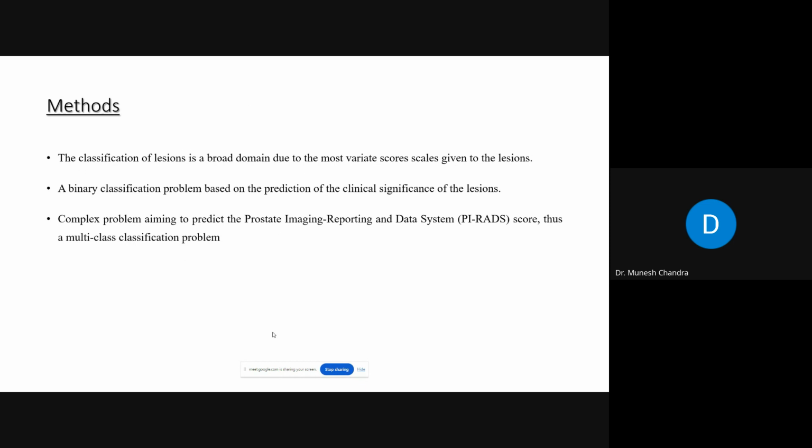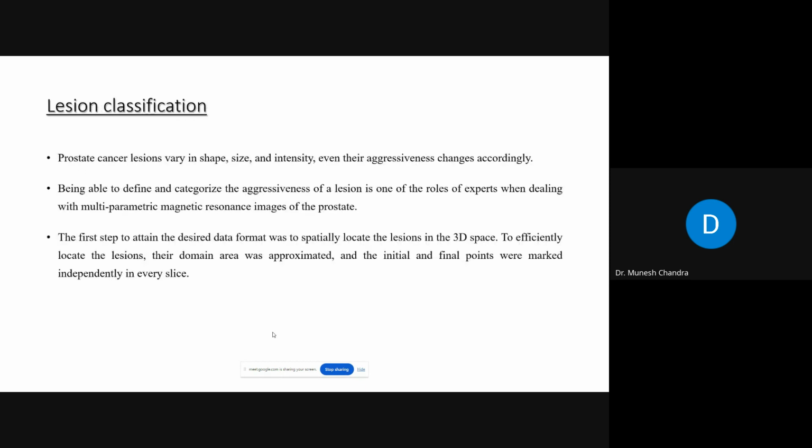As we have already discussed, the major focus here is on the classification of lesions. Classification of lesions, as discussed, is into 5 categories. Depending on the methodology, we can decide whether it is in category 2, 3 or 4. Sometimes a problem arises: these prostate cancer lesions vary in shape, size and intensity. So if the shape and size are different, we have to train a large amount of data.